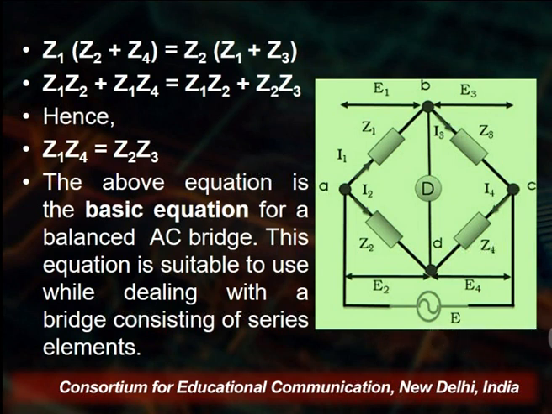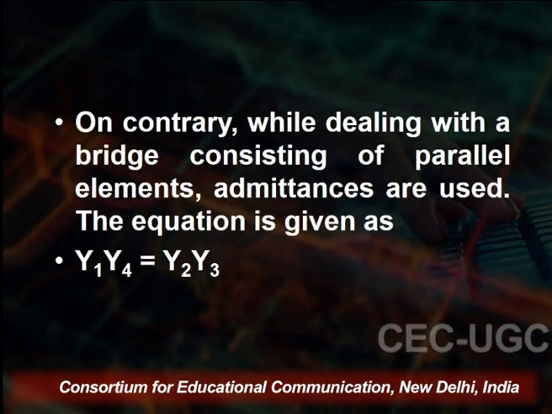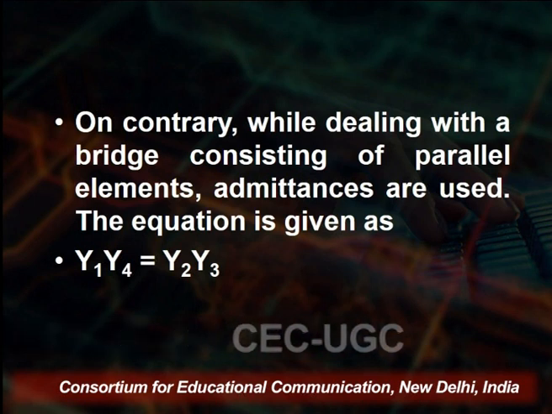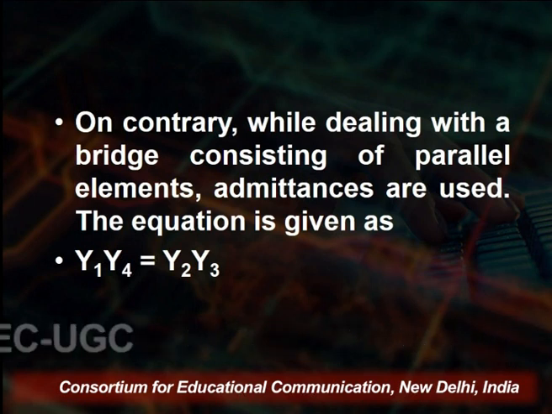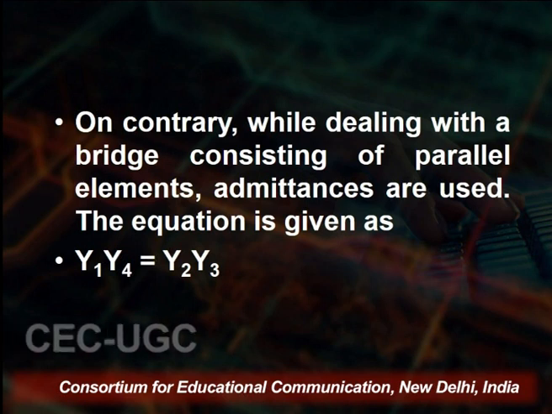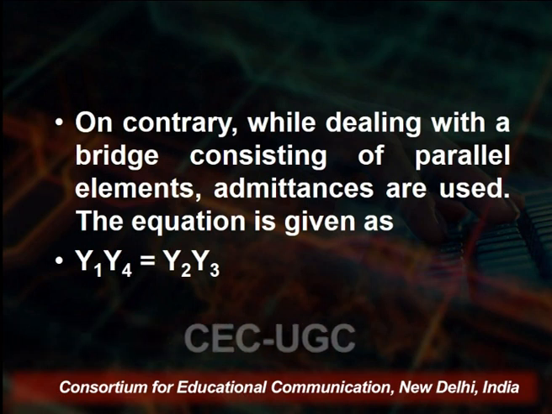to use while dealing with the bridge consisting of the series element. All the elements are connected in series, so we use this basic equation of the balanced AC bridge, that is Z1 Z4 is equal to Z2 Z3. Now, on the contrary, while dealing with the bridge consisting of the parallel element, that is, in series, right, but if it is in the parallel arrangement, then admittances are used.